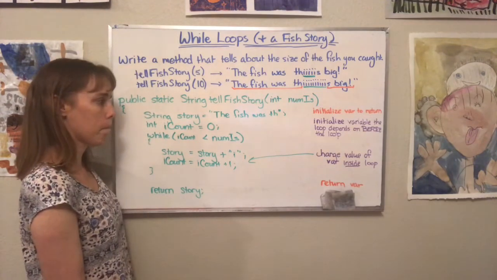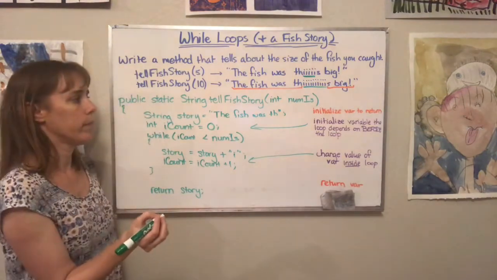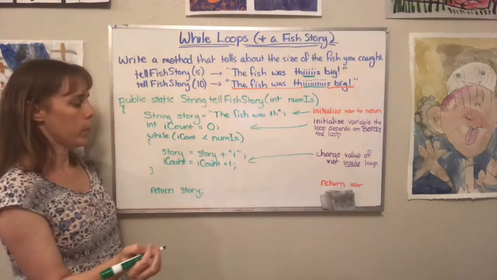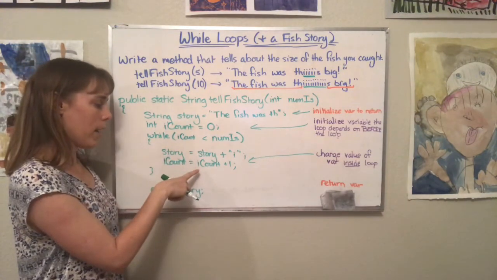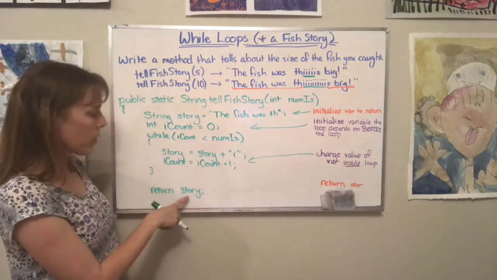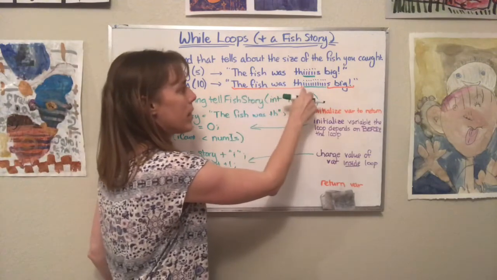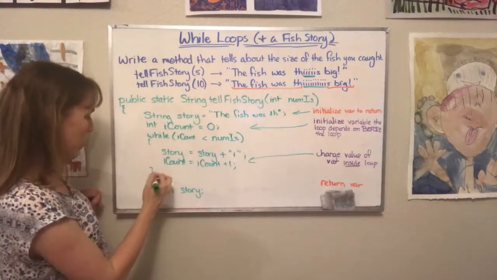Okay. Here's where we initialize that. This is initializing the return variable. All right. So now I've added on all my i's. I need to finish off my story, because if I send it back right now, I've only got the fish was then, that's all I got. So I need the last part.